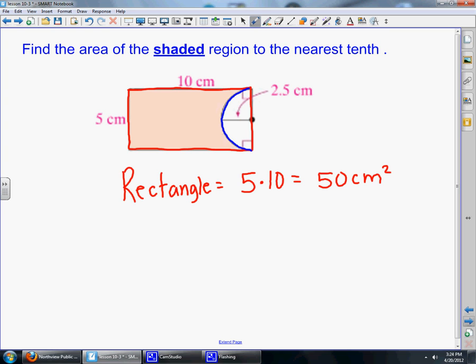Well, this is not a full circle. What kind of circle is it? It's a half circle. So to find the area of the half circle, we're going to take pi times the radius, which is 2.5, and we're going to square it. And because it's a half circle, we have to divide that by 2.